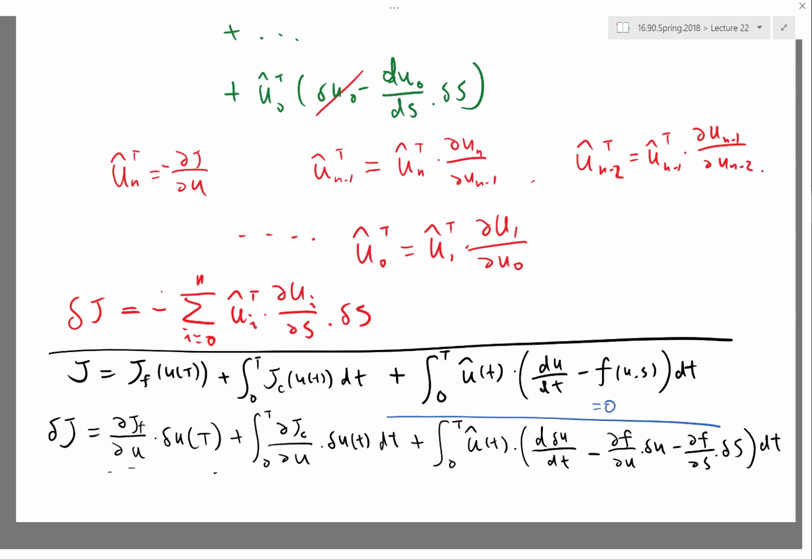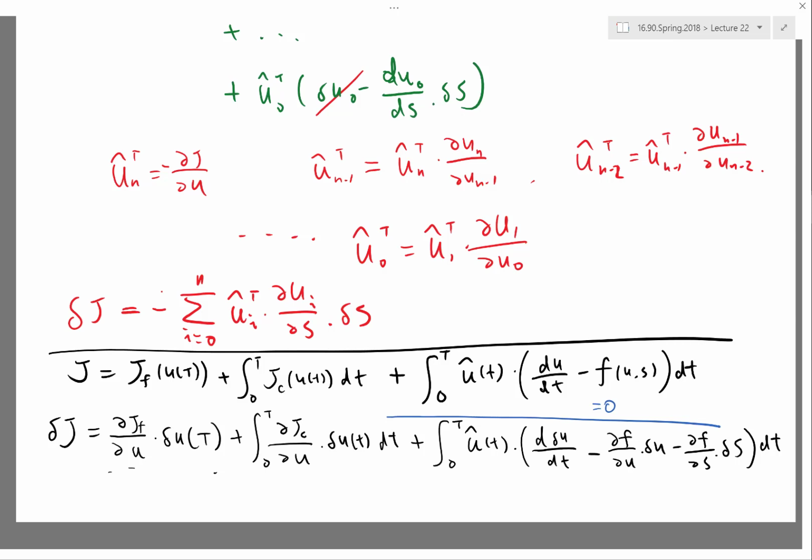We can imagine we already solved the nonlinear equation for u, so we have a trajectory of u stored in the computer. If I ask what df/ds is at any time, I can just grab my solution at that time and substitute it into the formula for df/ds, and I can compute df/ds. I can also compute df/du, right?